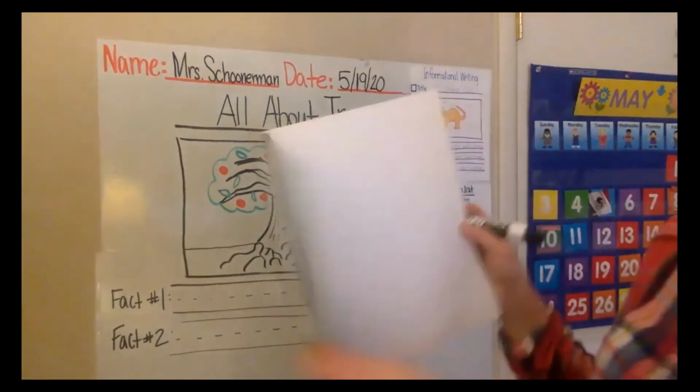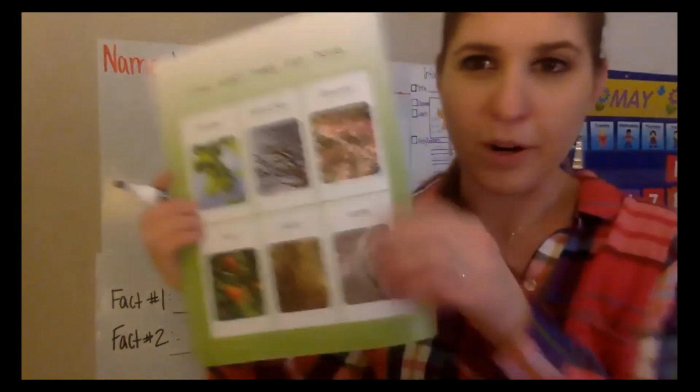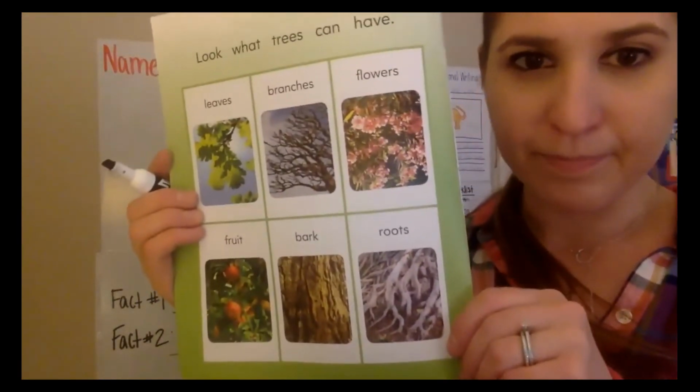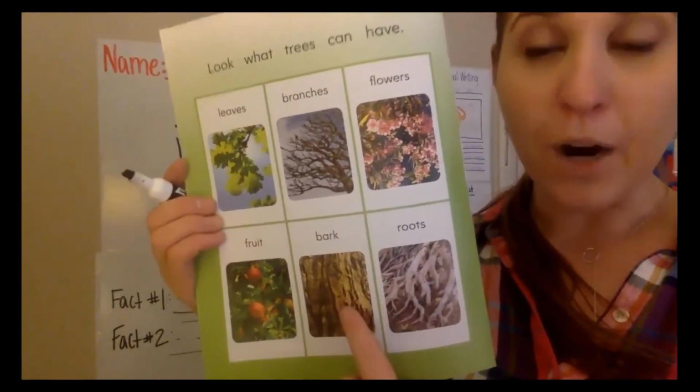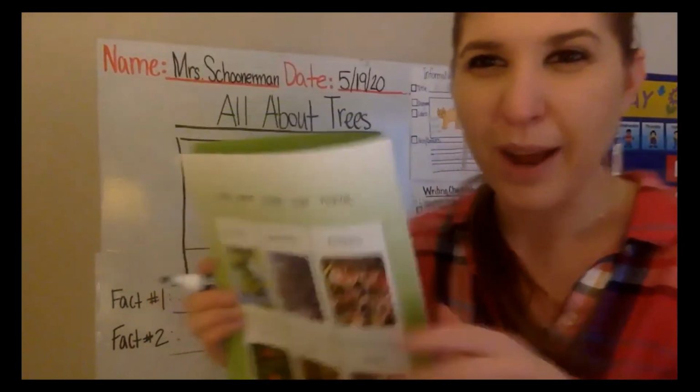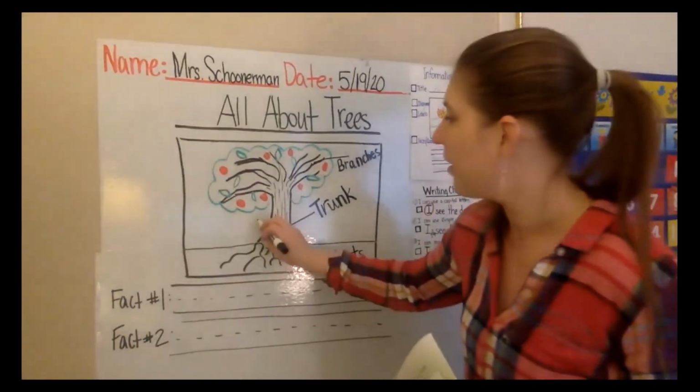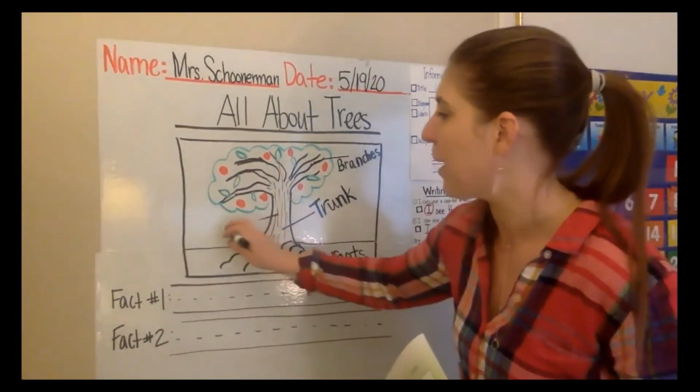All right. Let's refer back to that text. What other parts were there? What other parts? We forgot the bark. The bark. The rough part on the trunk. So I'm going to put another line to the trunk and write bark.